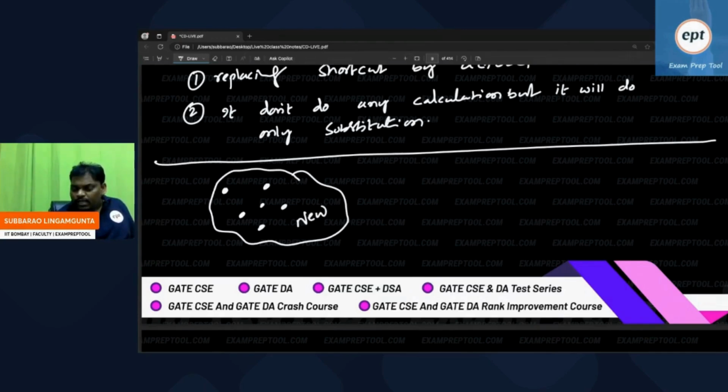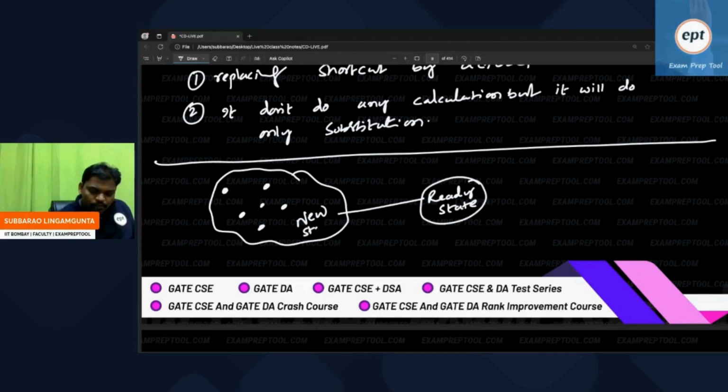After the new state is over, the loader will move the program from the hard disk to the main memory. Now this is called the ready state. This entire story is called the new state; it is there in the hard disk. Now your program enters the main memory. Those programs which are ready to run by the CPU are all waiting. That state is called the ready state.